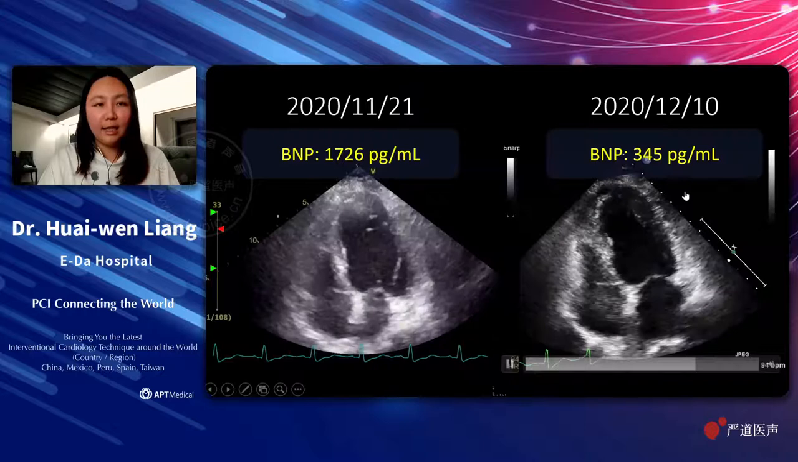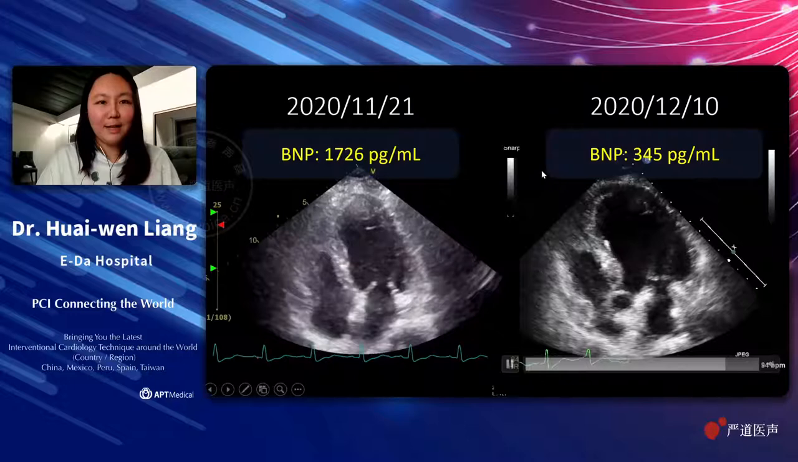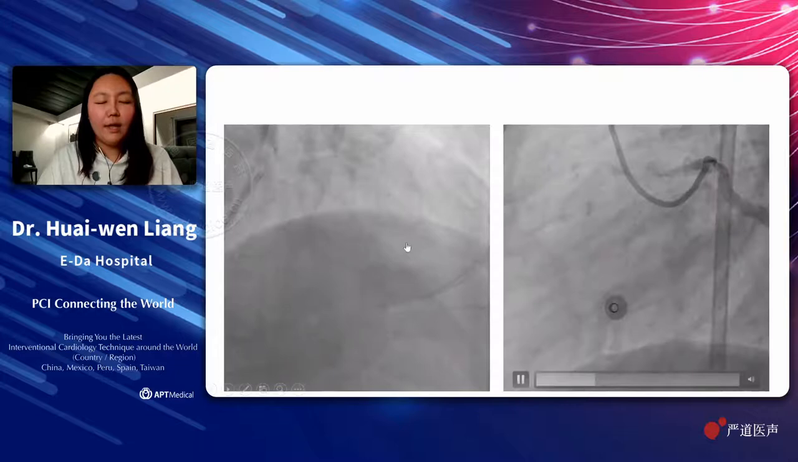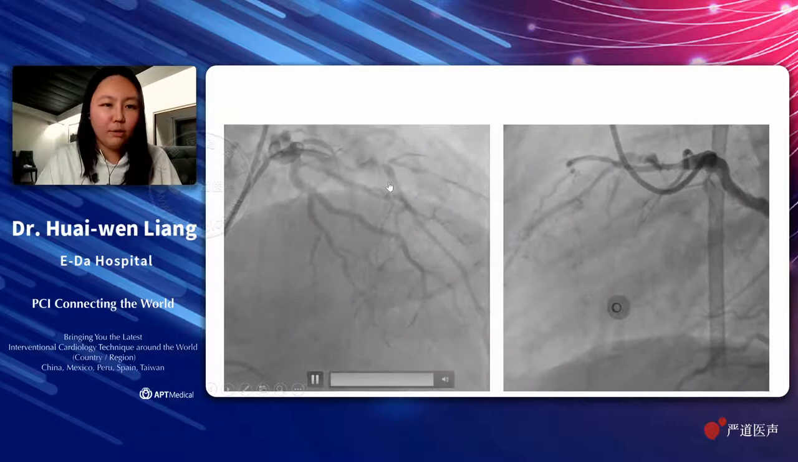So today, the last case I want to share is a difficult case for me. This is a 57-year-old man admitted also due to non-ST elevation MI. And his ECG showed RBBB, which didn't tell me which is the culprit lesion. And this is the angiogram. We could see there's a mid critical lesion with aneurysmal change over here.